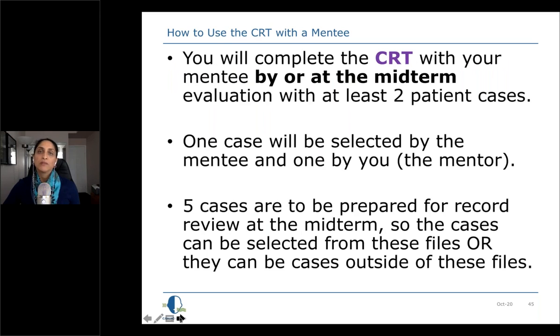As a mentor, you will complete the CRT with your mentee by or at the midterm evaluation with at least 2 patient cases. And we suggest that 1 case be selected by the mentee and 1 by you as the mentor. And anyway, as part of the mentorship process, 5 cases are to be prepared for record review at the midterm. So you could select the cases for the clinical reasoning discussion from those 5 prepared, or it could be cases from outside of those. It's totally up to you and the mentee.